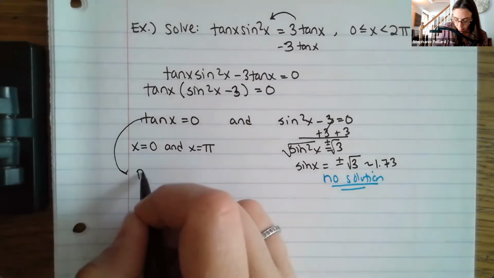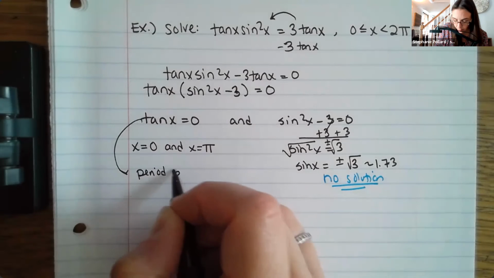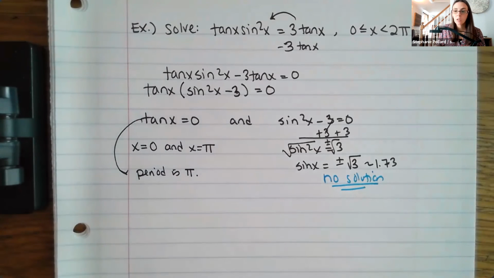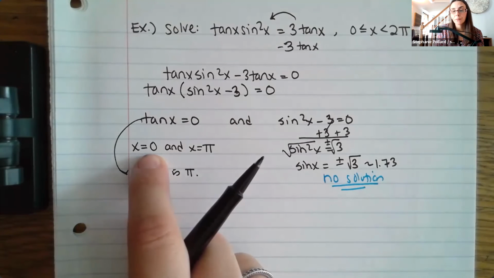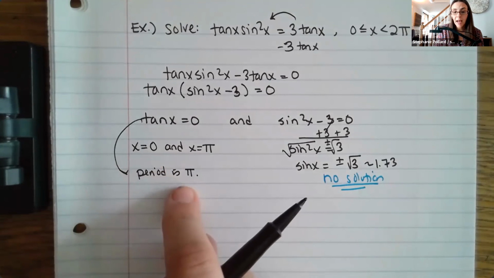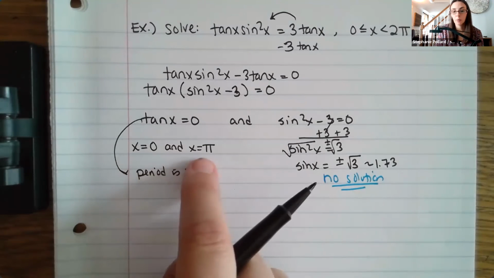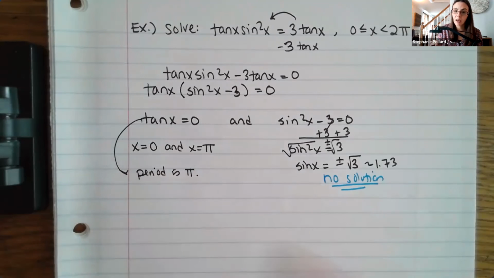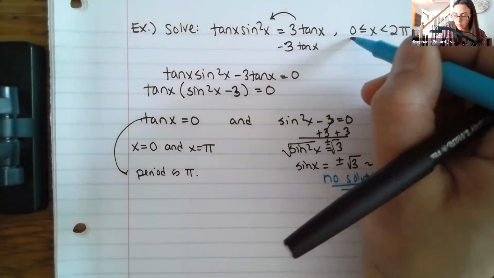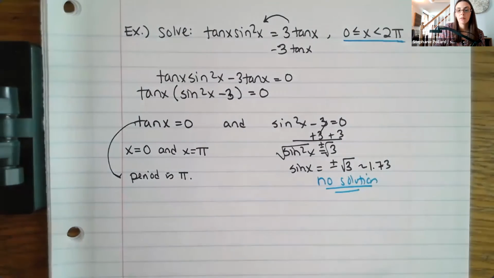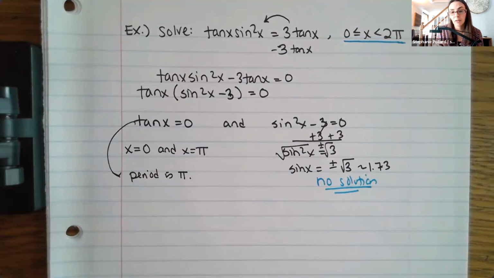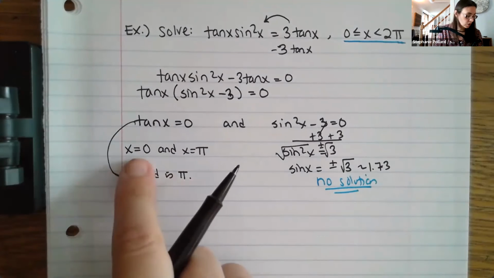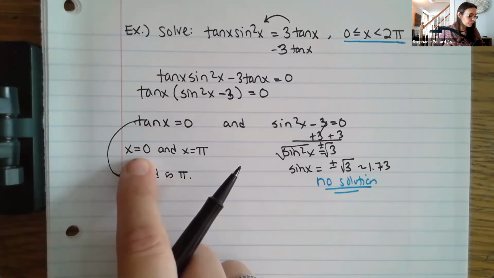So the period here is pi for tangent. On your chart, you do have the 0 value. And if you think about that period being pi, if I add pi to it, 0 plus pi is pi. So that gives me the second value there as well. And remember that we're going between 0 and 2 pi here. So that's why we're doing more than one cycle for the tangent function. So you have more than just that initial answer here.